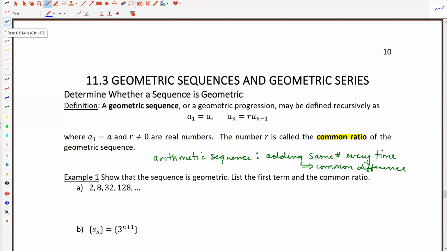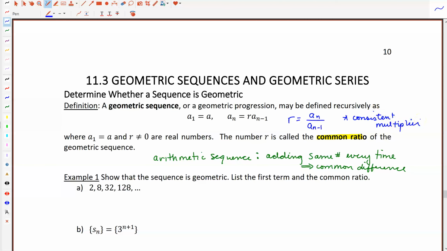So the key feature of a geometric sequence is that we are multiplying by the same number every time. And you can figure out what that multiplier is: if I take this recursive formula and divide both sides by a sub n minus 1, I get r is equal to a sub n over a sub n minus 1. So I'll just take the ratio of one term over the previous term, and if you get this consistent multiplier from one term to the next, you are looking at a geometric sequence.